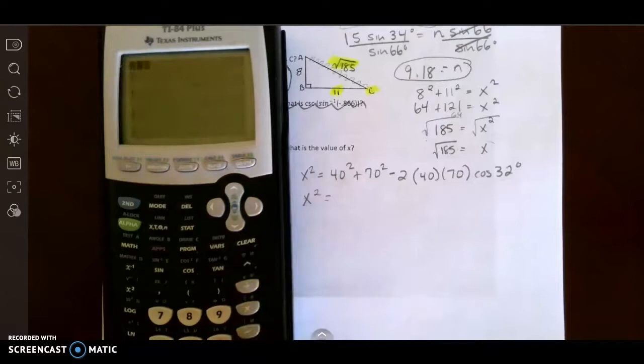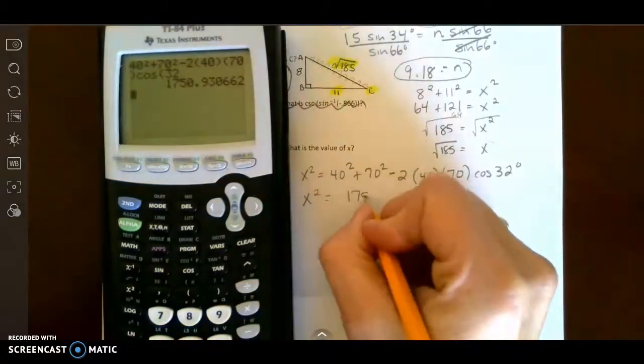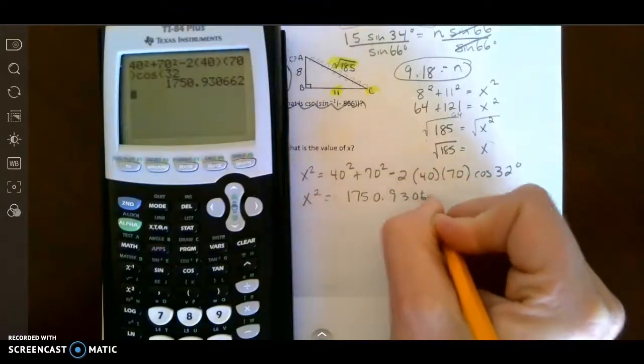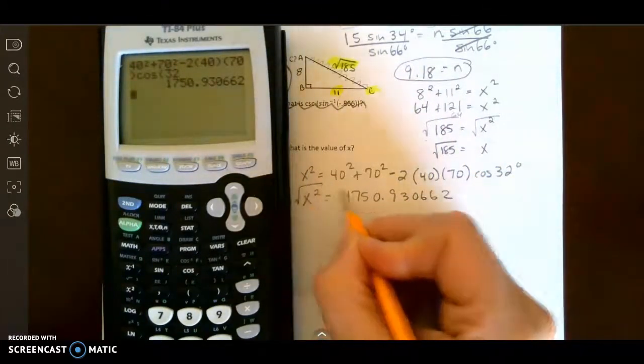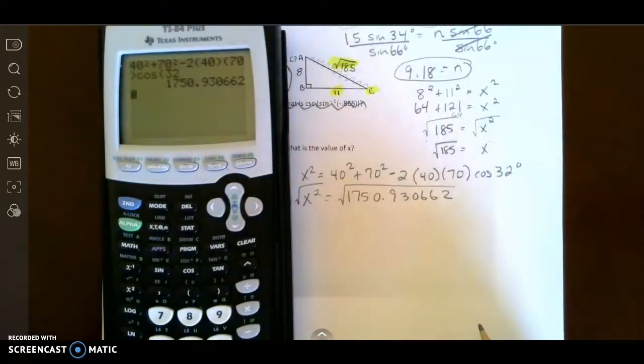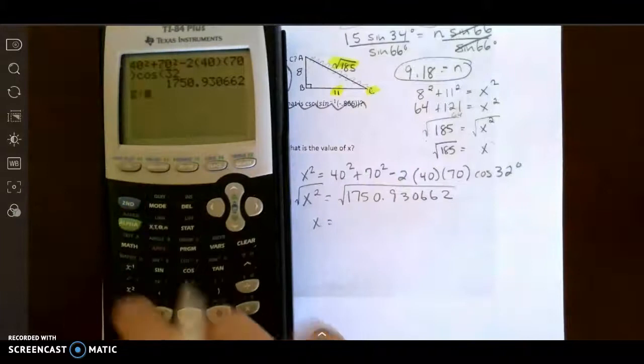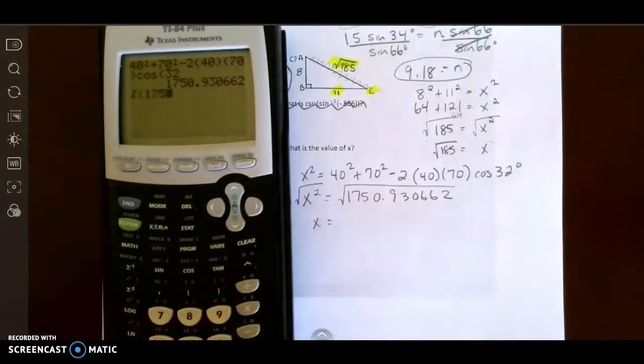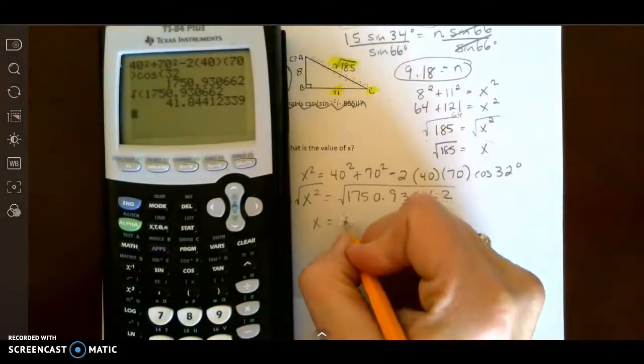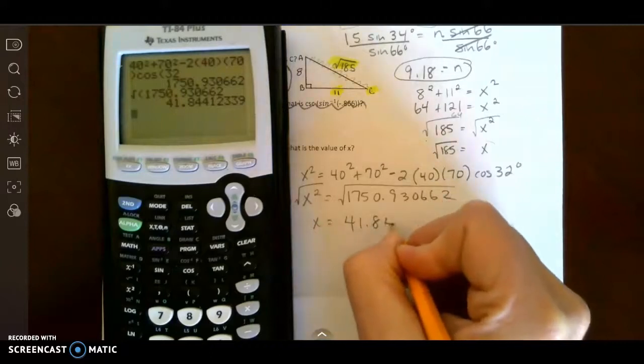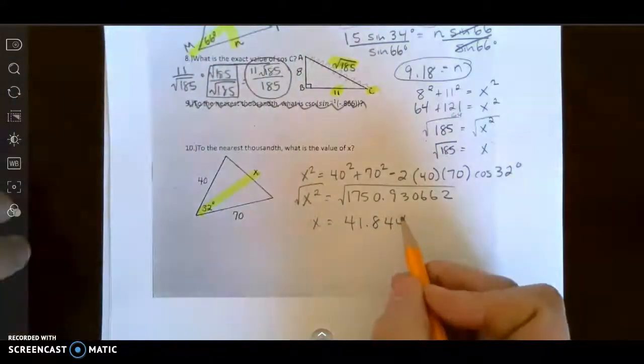So I've got 40 squared plus 70 squared minus 2 times 40 times 70 cosine of 32. And then I'm going to take the square root. Because it's the length of a side, I don't need to worry about plus or minus. I get 41.844. Oh, yeah, nearest thousand.